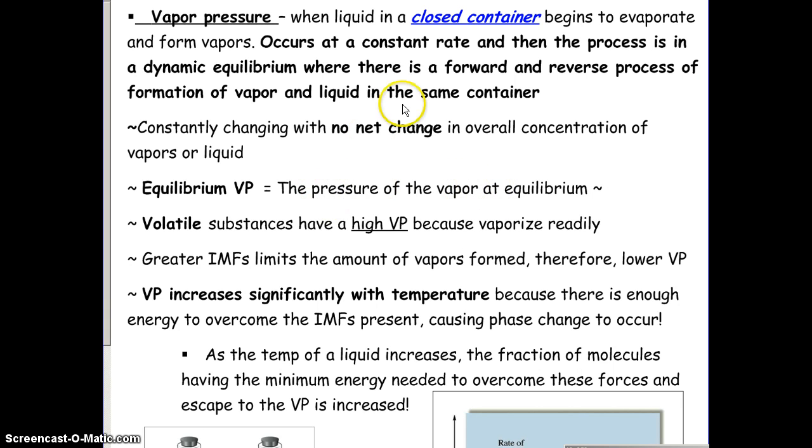So I've talked about some of this. Take a minute and read through what you need to. We've already talked about equilibrium vapor pressure way back before midterms. So this is a quick review.